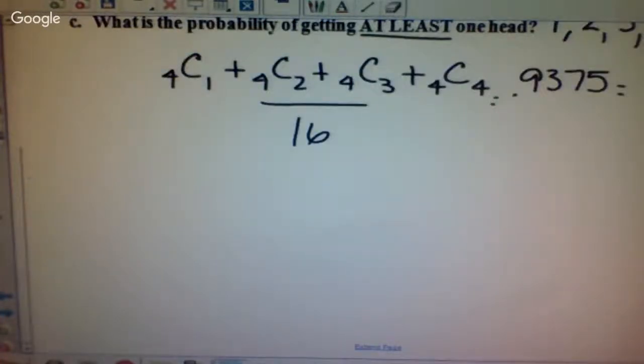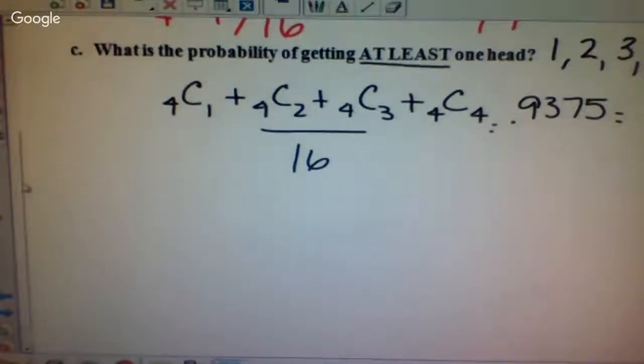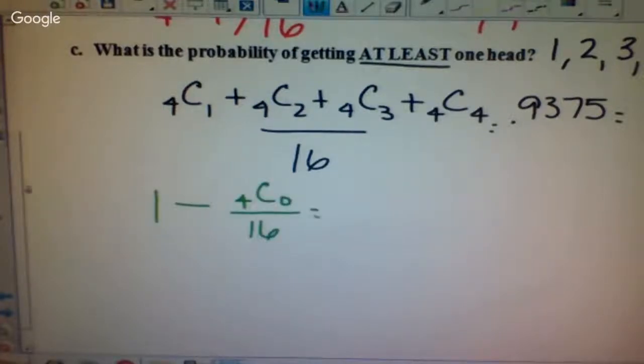There's another way we could have solved this problem. At least one head means I could have one head, 2, 3, or 4. What does that not include? 0. So I could have done the complement: 1 minus the probability that I have 0 heads. And that would have also given me 15 out of 16.